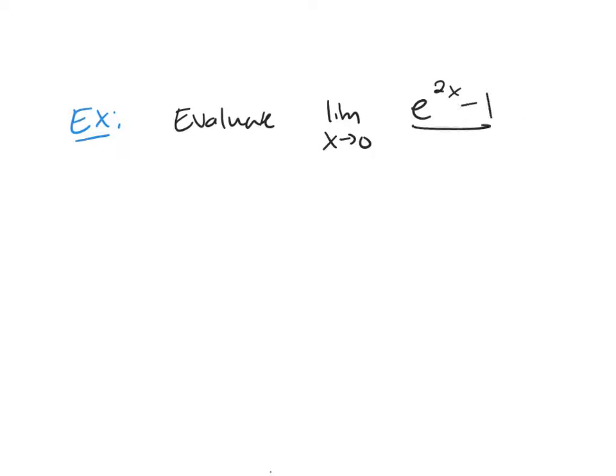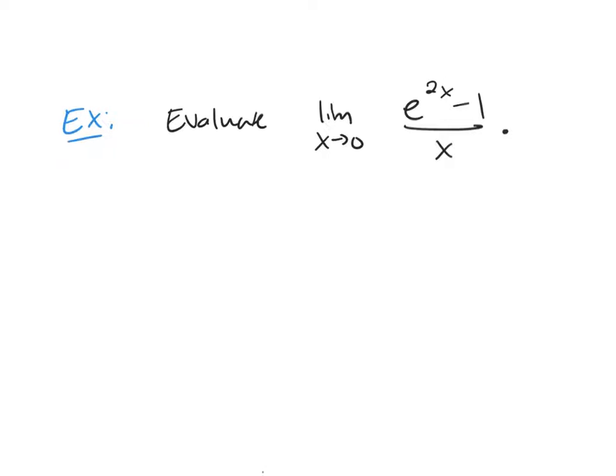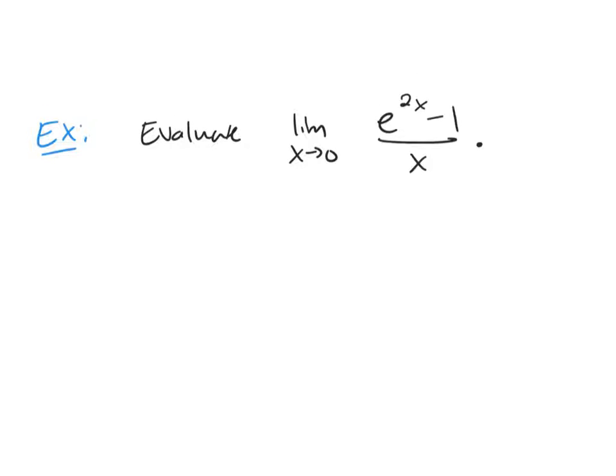All right, so we're going to look at the following examples involving limits. Let's evaluate the limit as x goes to 0 of e to the 2x minus 1 over x. The first thing I'm going to do is plug in 0. I get e to the 0, which is 1. 1 minus 1 is 0 over 0, which means I can use L'Hopital's rule here for this problem.